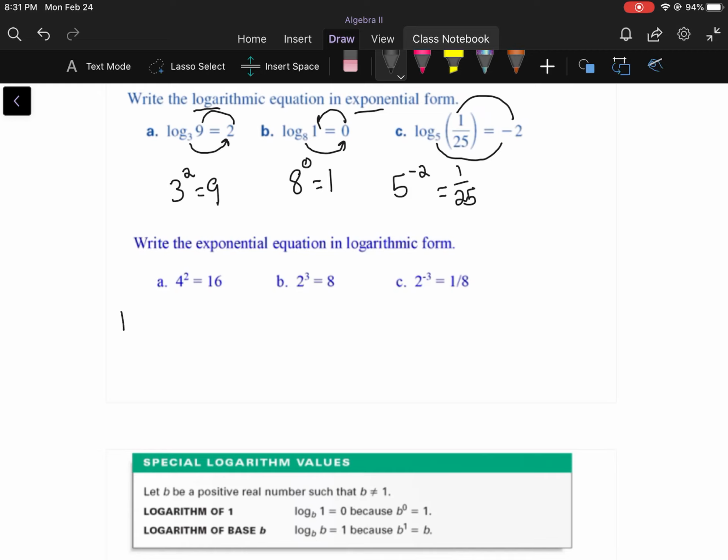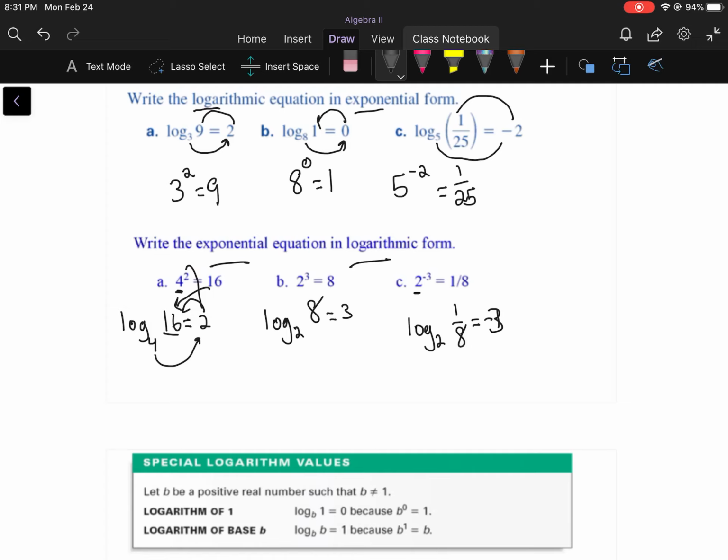So here, if I'm going like this, I actually fill out this number last. Log, the base. So the base up here is right here, the 4, and the exponent goes right there. So the only number left would be right there, 16. So 4 squared gets you 16. Log base 2 will give you 3. Well, what's the number? 8. Log base 2, little 2 here, equals negative 3. It's 1 over 8. And that's going from exponential to log.